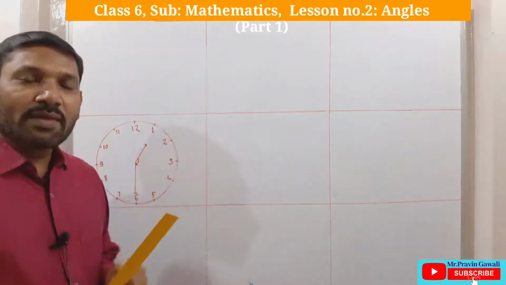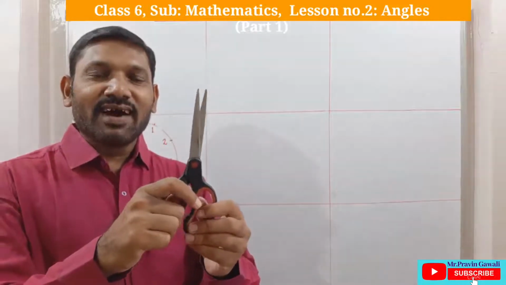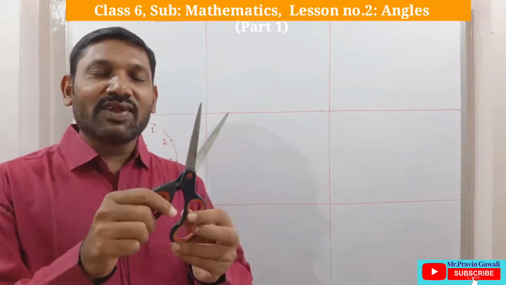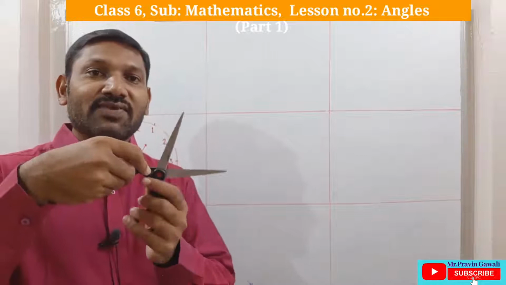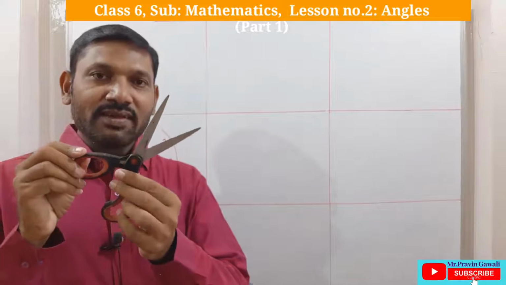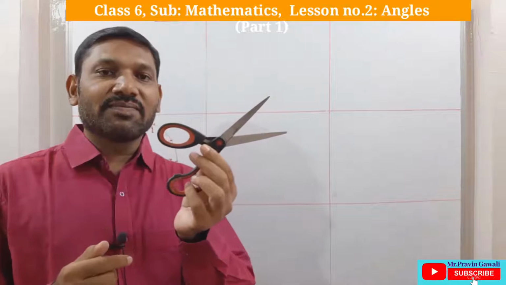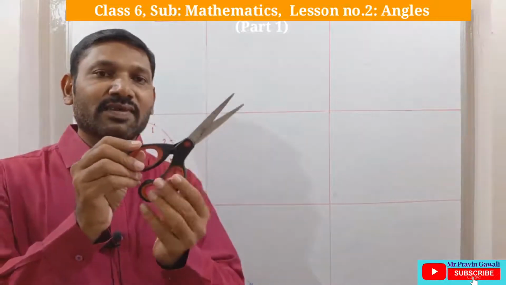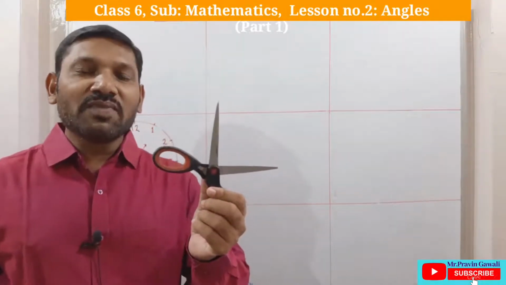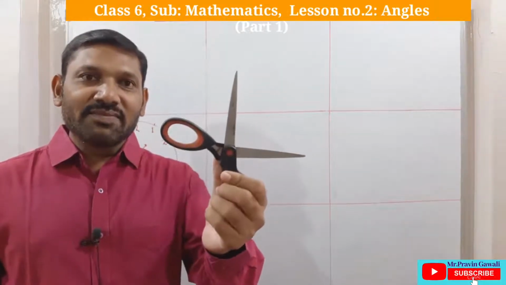Now see again, one more example I would like to tell you. See student, what is it? Yes, it is a scissor. When we use the scissor in a different way, it forms different angles. If I bring the two blades of the scissor together, you can see the angles. Got it? So the scissor also forms different angles. Can you see? I will show you.